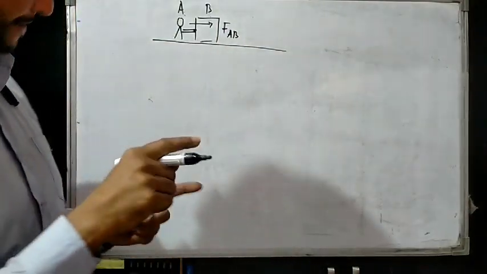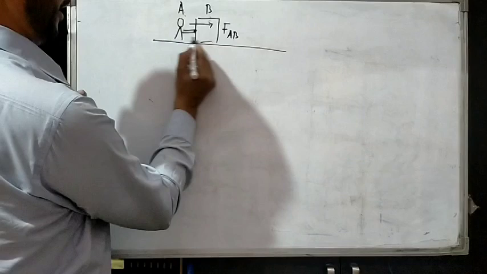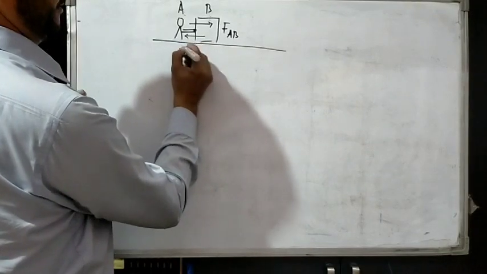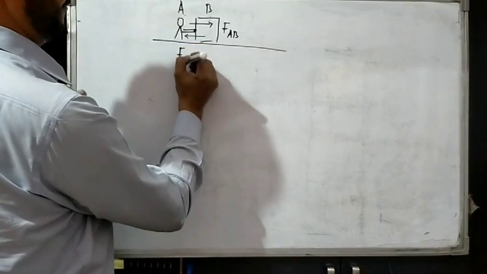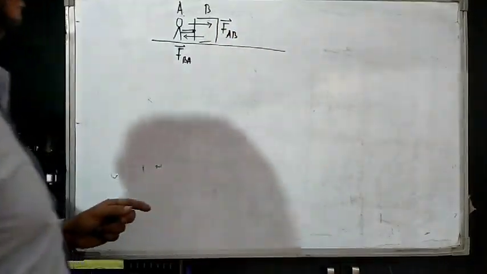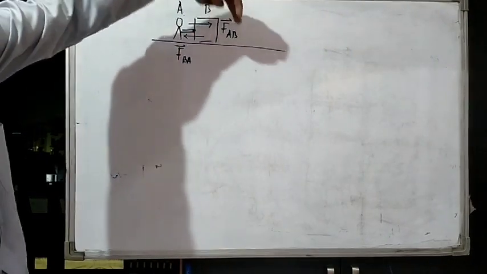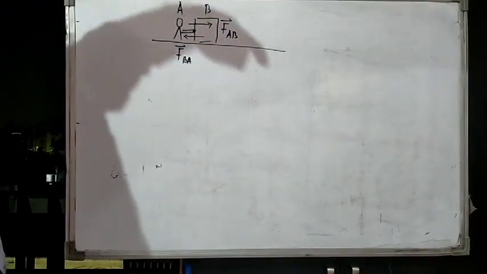At the same time, B applies a force on A in this direction, because this is the law of nature. Every action has an equal and opposite reaction. So whenever A applies a force on B, B also applies a force on A.